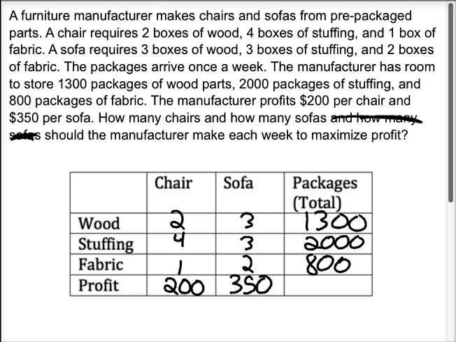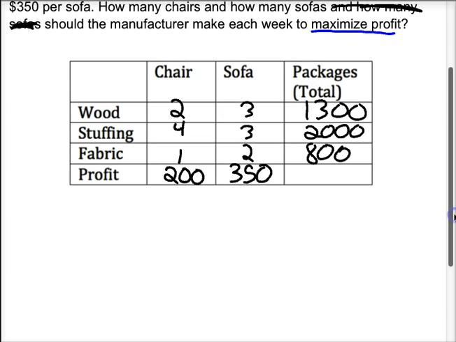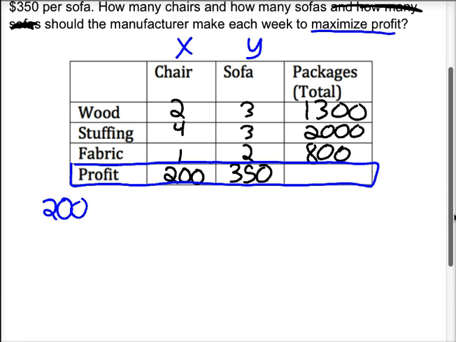So again, maximizing profit, that clues me in right away that this is my objective function. So my objective function, when we're talking about X and Y, $200 per chair plus $350 per sofa, that's going to be my profit. And that is my objective function, whatever you're trying to maximize. And now everything else becomes a constraint.